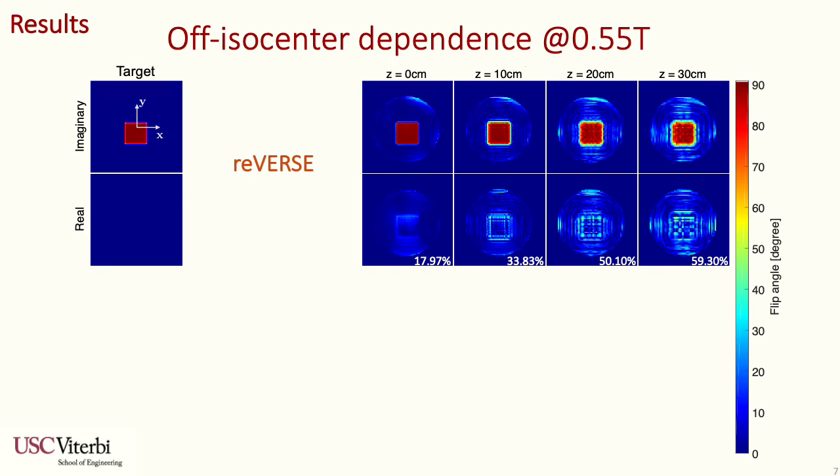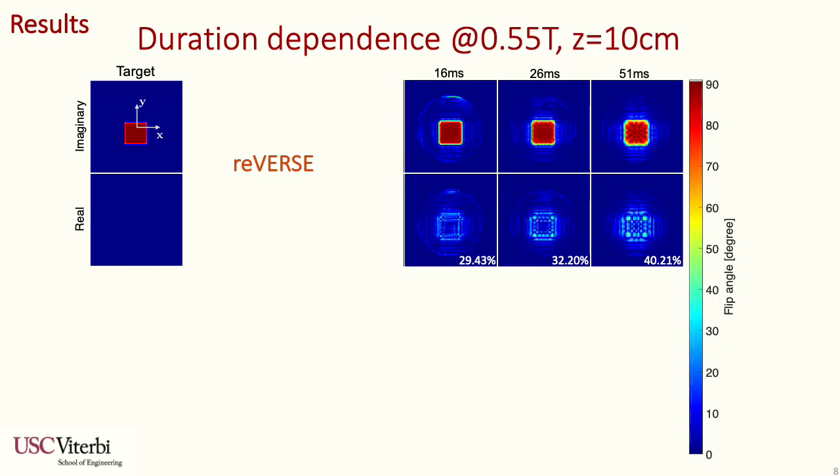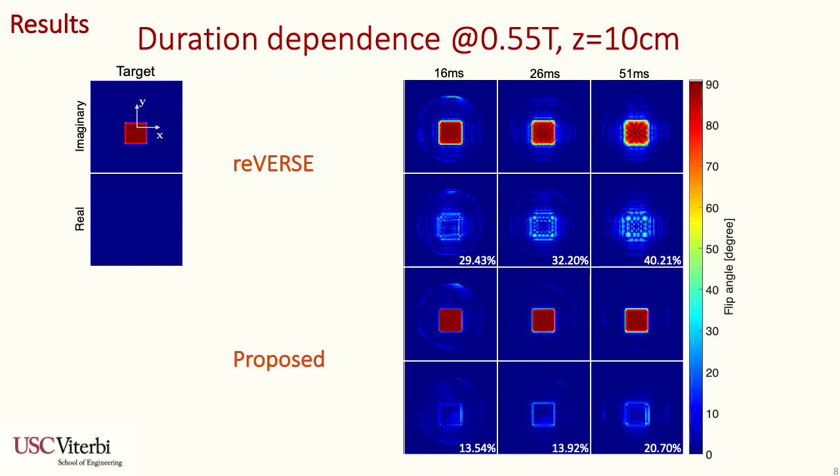Similarly, for the off-isocenter dependence at 0.55 Tesla using the reverse method, the concomitant field effects increase with displacement. But the proposed method shows fewer errors in all cases, with the greatest improvement away from the isocenter. Further, we examined the impact of pulse durations. The concomitant field-induced errors increased from 16 to 51 milliseconds. However, we see better profiles for the proposed method in all cases, and it is more obvious with longer pulses.